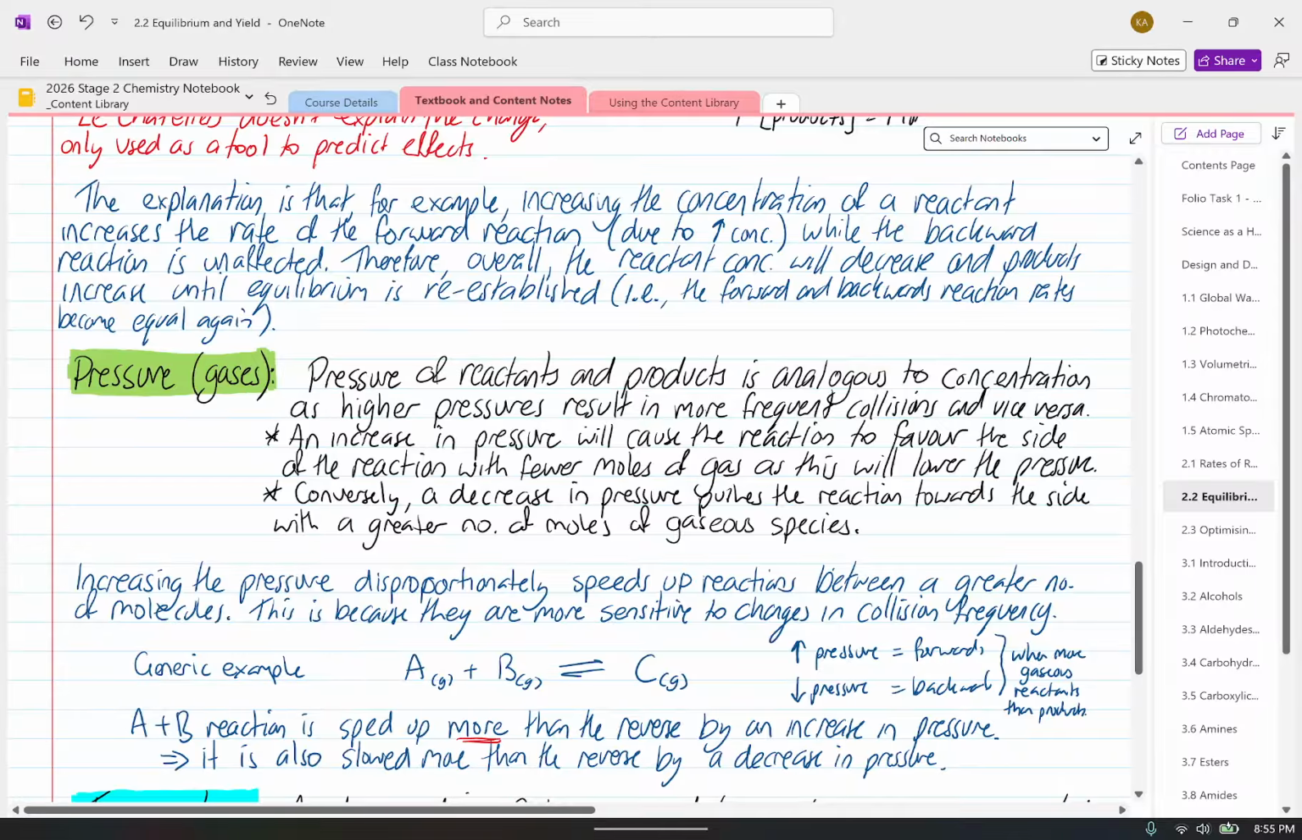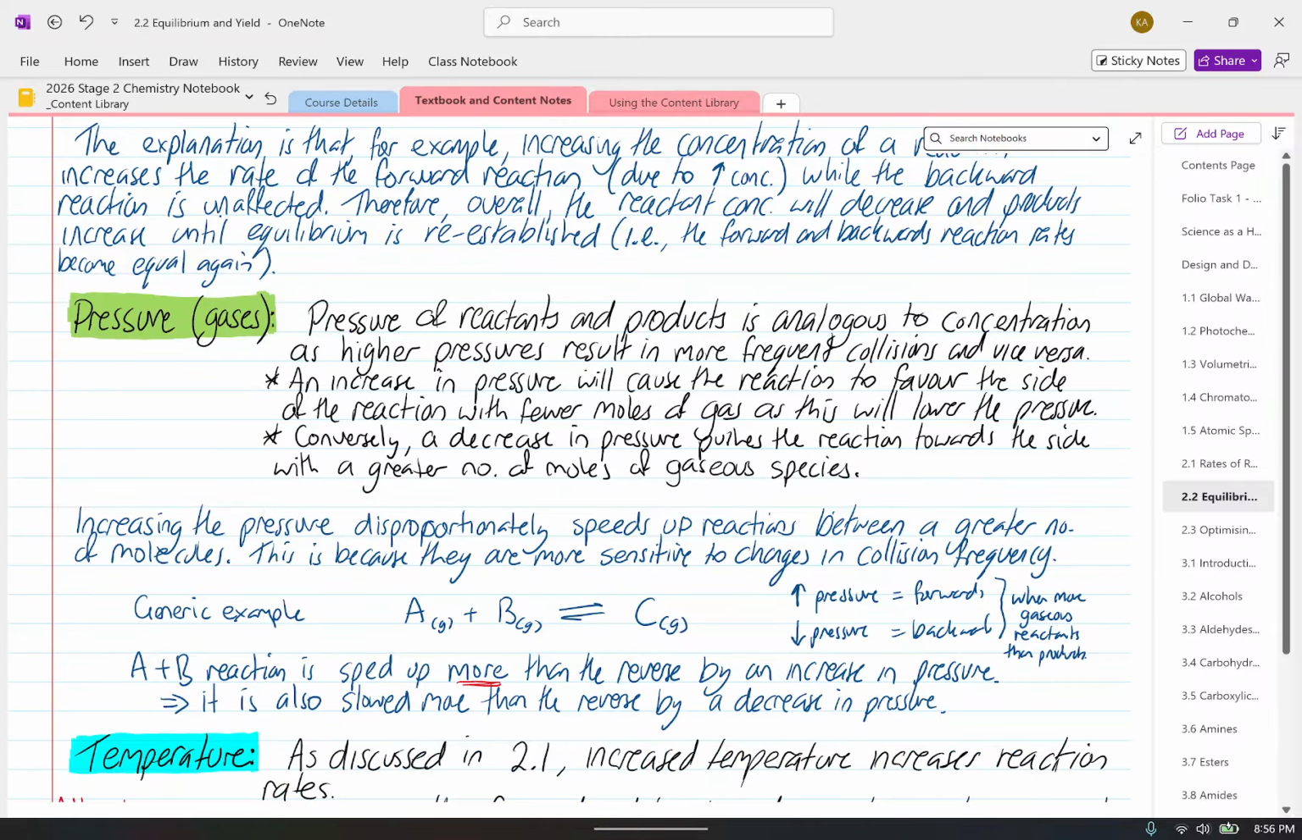Similarly, if you decrease the pressure, so you expand the vessel and the particles are further apart, it's going to try and re-increase that pressure by making more molecules of gas. I probably didn't mention that in the first bit, but if you increase the pressure, the reaction's going to try and decrease the pressure again, and the only way it can do that is by reducing the number of molecules of gas in that vessel, and it does that by moving to the side with a fewer number of moles.